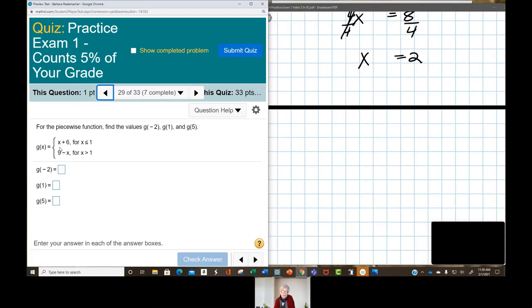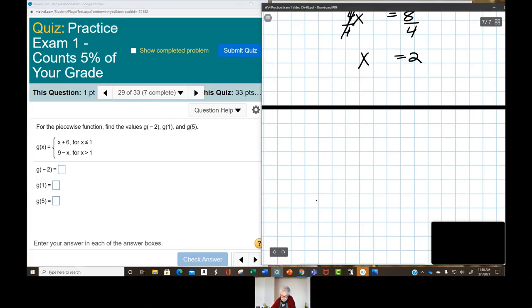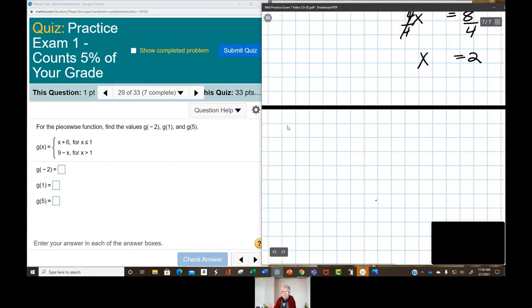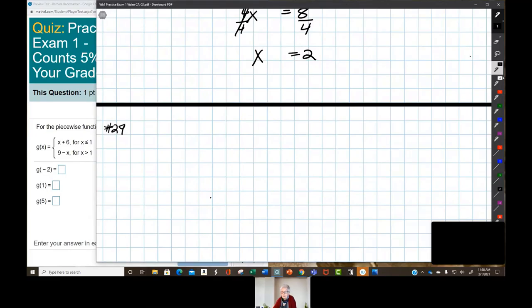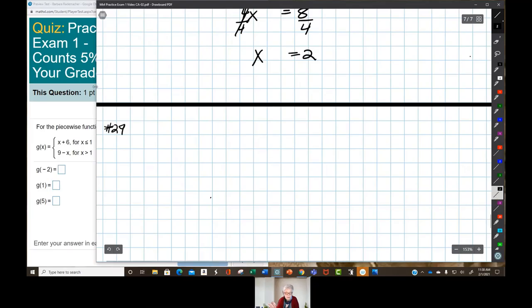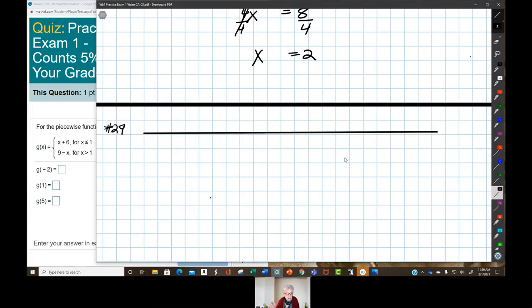Okay, here's a function that equals x plus 6 if x is on the left side of 1 and 9 minus x if x is on the right side of 1. And when we're talking about where x's are located, we're talking about the x-axis. So the easiest way to do this, number 29, is to draw an x-axis. That is absolutely the easiest way. Just with your pencil, not exact. One is the point at which the numbers change, or the functions change.